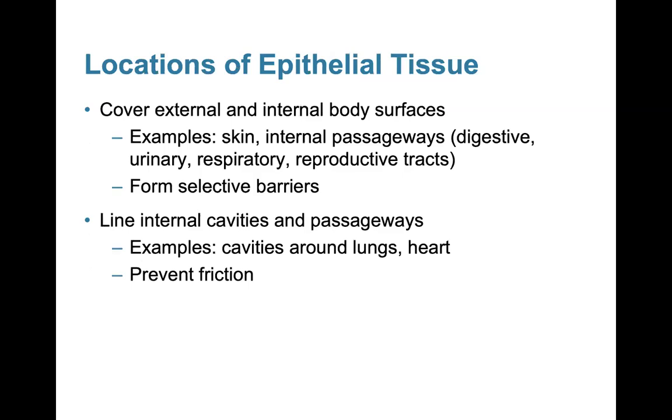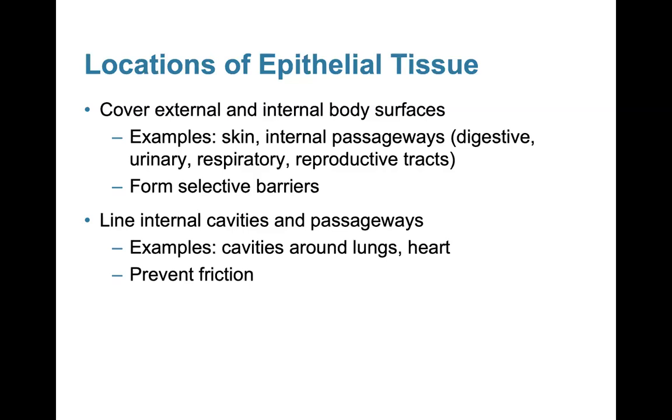Now, where would you find epithelial tissue? It will cover external and internal body surfaces, for example, your skin, your internal passageways, which would include your digestive tract. Again, your digestive tract would be your oral cavity, your esophagus, stomach, large and small intestines, anal, rectal area. The respiratory system, which would include the trachea and the bronchial tree. The urinary system, which would include your bladder, ureters, urethra, and then the reproductive tracts.